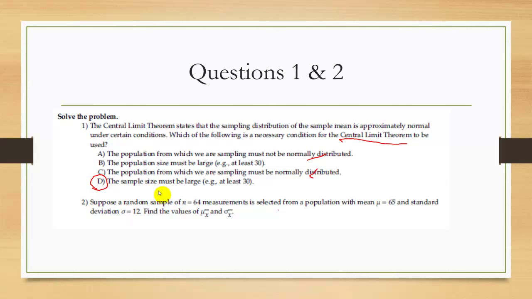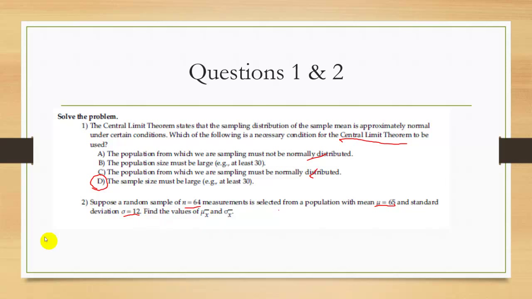For number 2, it says, also related to the stuff in section 4.8 on the sampling distribution of x bar, that we have a sample of 64 measurements. It's selected from the population, and the population has an average of 65 and a standard deviation of 12. Find mu subscript x bar and sigma subscript x bar.